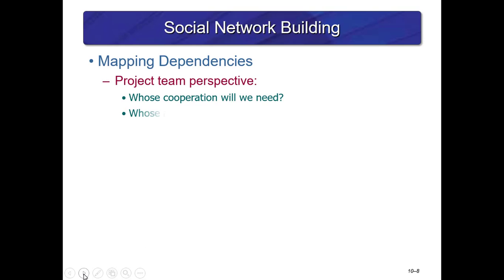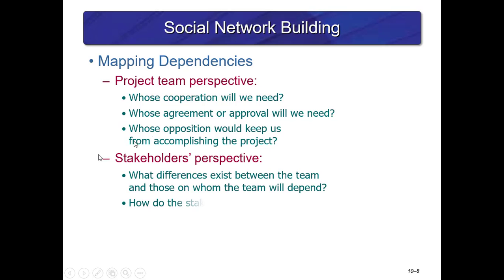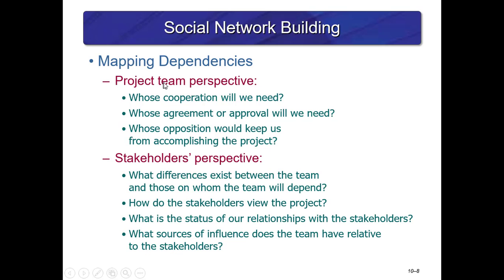Social network building. So just considering from the project team perspective whose cooperation is needed, whose agreement or approval is needed, and whose opposition would keep us from accomplishing what we need to accomplish. The stakeholders' perspective is what differences exist between the team and those on whom the team will depend. How do stakeholders view the project? Status of relationships, and what sources of influence does the team have relative to the stakeholders?